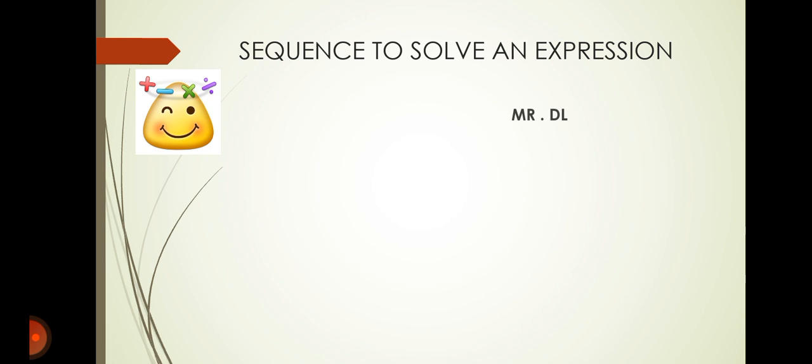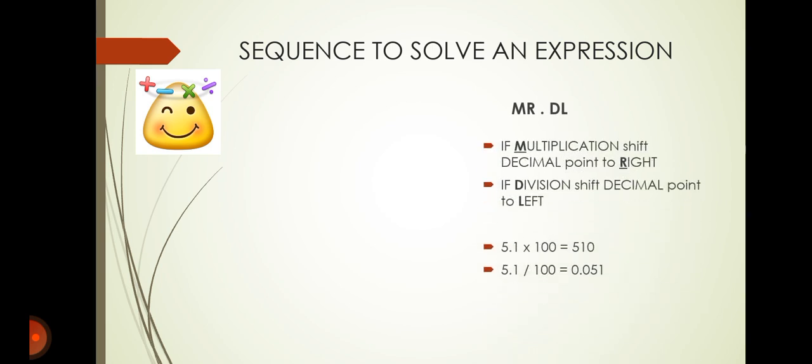So whenever we want to solve some decimal sum, there is a small trick to it, that is we remember Mr. DL, wherein M stands for multiplication. So if multiplication is there in a particular sum wherein the decimal point is involved, we shift the decimal point to the right, and R stands for right. Similarly, if division is there in a particular sum, we will shift the decimal point to the left. So it is Mr. DL, multiplication right, division left.